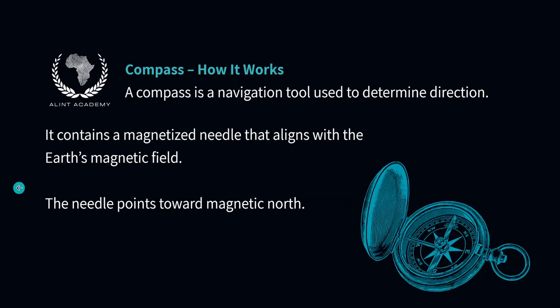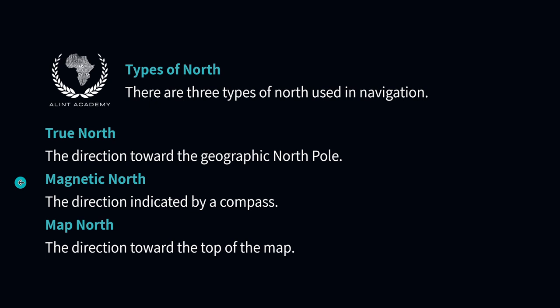Compass. How it works. A compass is a navigation tool used to determine direction. Its magnetized needle aligns with the Earth's magnetic field and points toward magnetic north. Types of north. Navigation may use three types of north. True north, toward the geographic North Pole. Magnetic north, indicated by a compass. Map north, toward the top of the map.